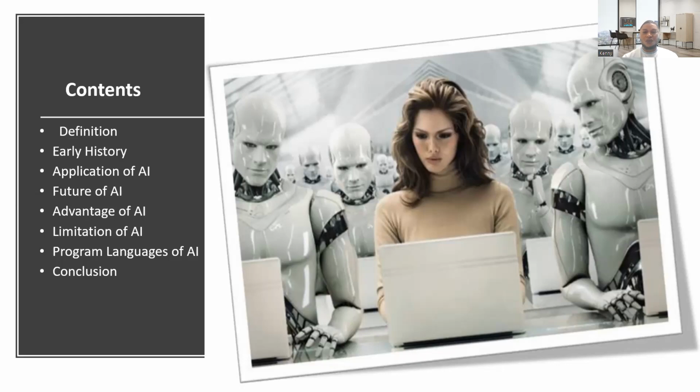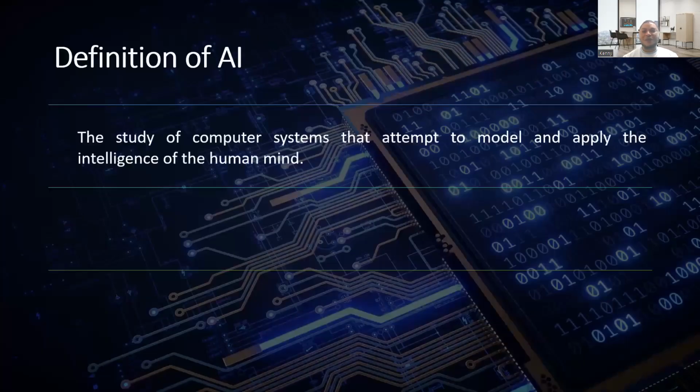So when we're talking about AI, what does it mean? Artificial intelligence, in simple terms, is the study of computer systems that attempt to model and apply the intelligence of the human mind. Simple. The opposite of artificial intelligence is natural intelligence. Natural intelligence is what you and I use naturally, right? Things that we observe over time.